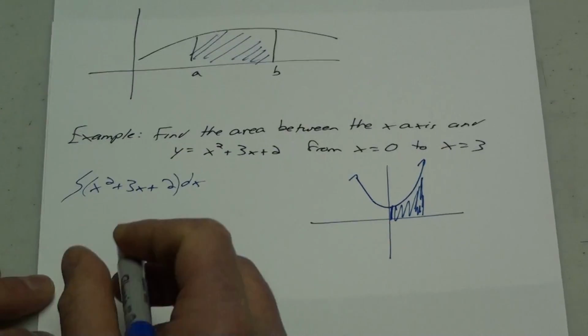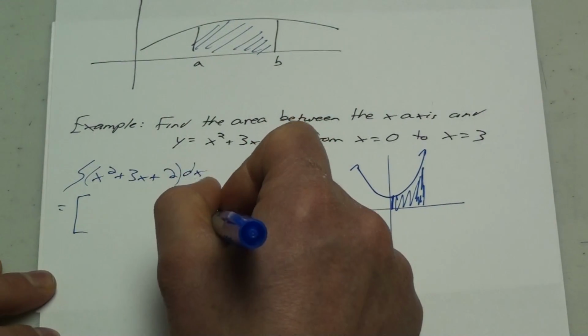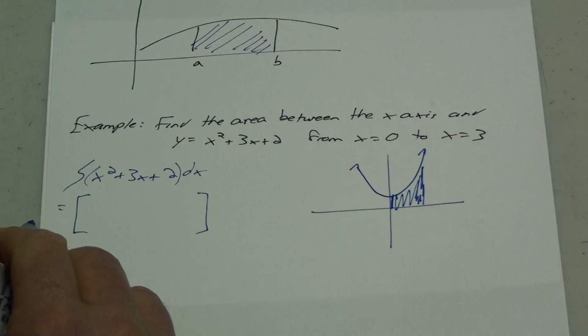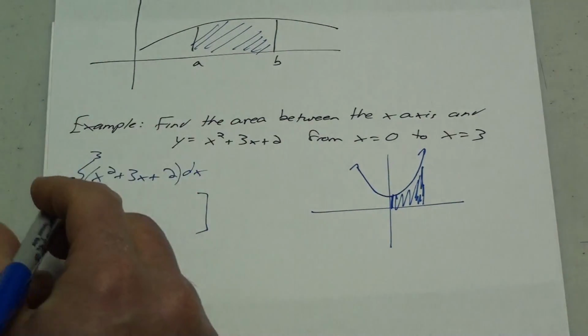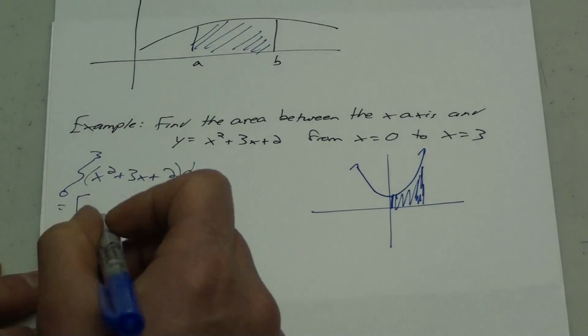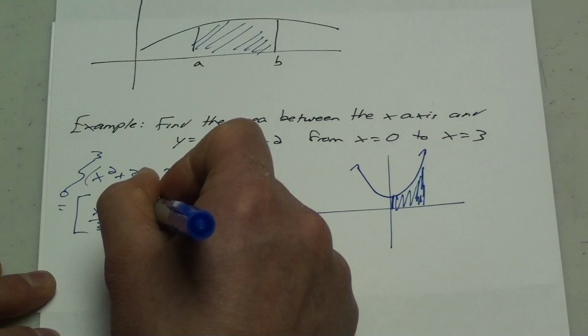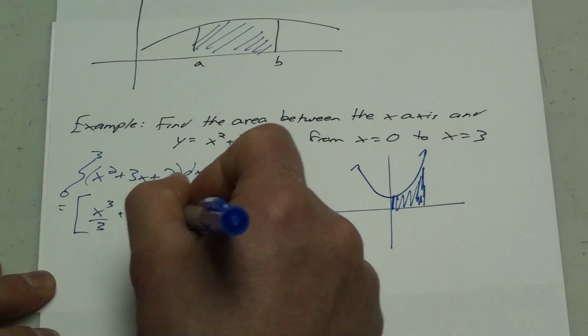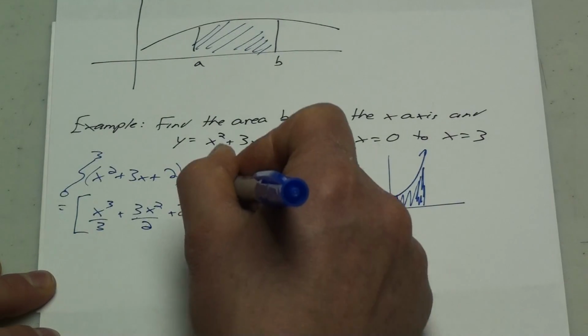dx, and I'm going to put it in square brackets. It's going to equal, and I'll put in, I'm going from 0 to 3, so there's my intervals. I'll do the antiderivative, so it's going to be x cubed divided by 3 plus 3x squared divided by 2 plus 2x. I'm going from 0 to 3.